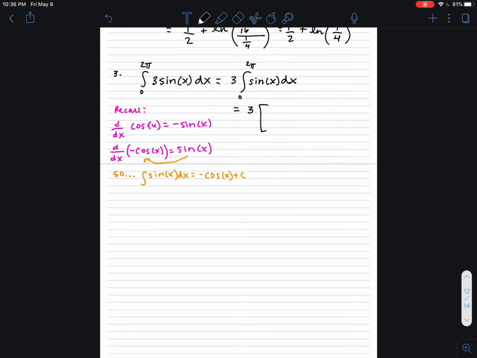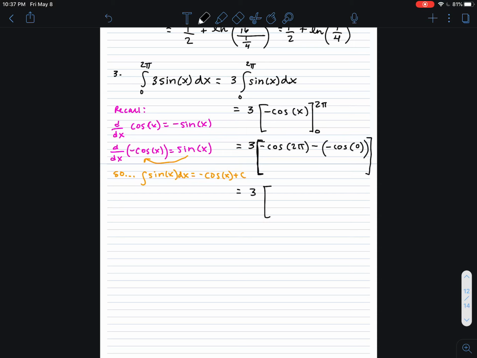So we're going to get 3 times, using our brackets because the 3 is on the outside, and we're going to be plugging in our bounds on the inside. We just said that this integral of sine of x dx is negative cosine of x. We don't need that plus c because we have our bounds from 0 to 2 pi. So we're going to get 3 big parentheses here because we're going to be distributing that 3 to everything. Negative cosine of 2 pi, plugging in that top bound first, and then subtracting negative cosine of 0.